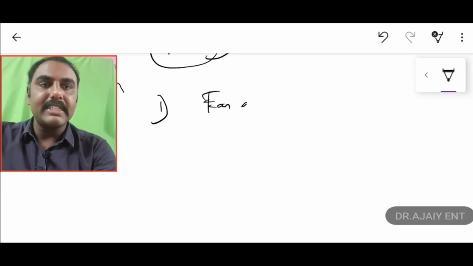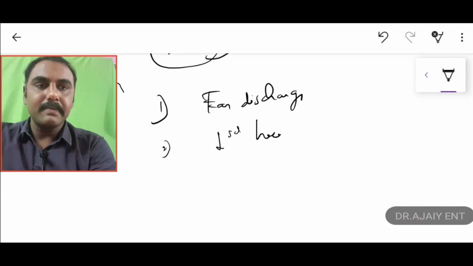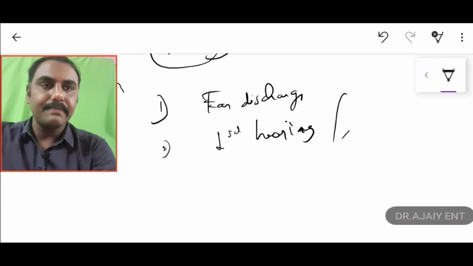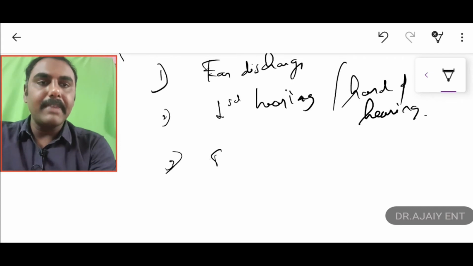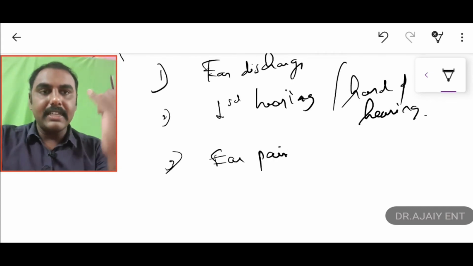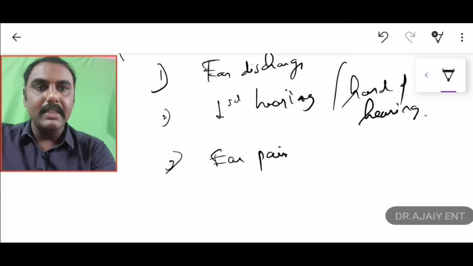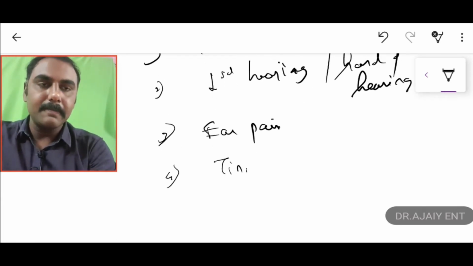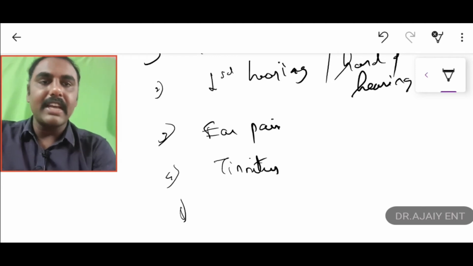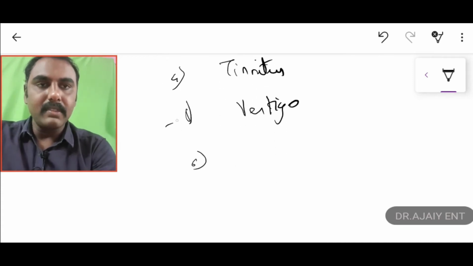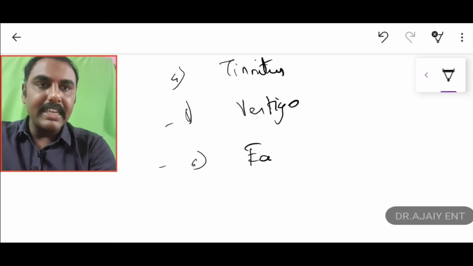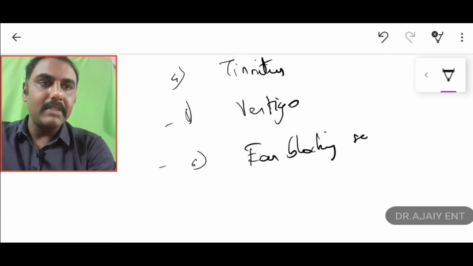The main thing, ear discharge: ask him whether there is any ear discharge, or decreased hearing or hard of hearing, whatever. Okay, decreased hearing or hard of hearing, and ear pain. So ear discharge, hard of hearing, ear pain, then we need to ask about tinnitus, and explain what is what. Tinnitus, we need to ask about vertigo, that is a spinning sensation, right? And fine, we need to ask about any ear blocking sensation or any ear fullness.